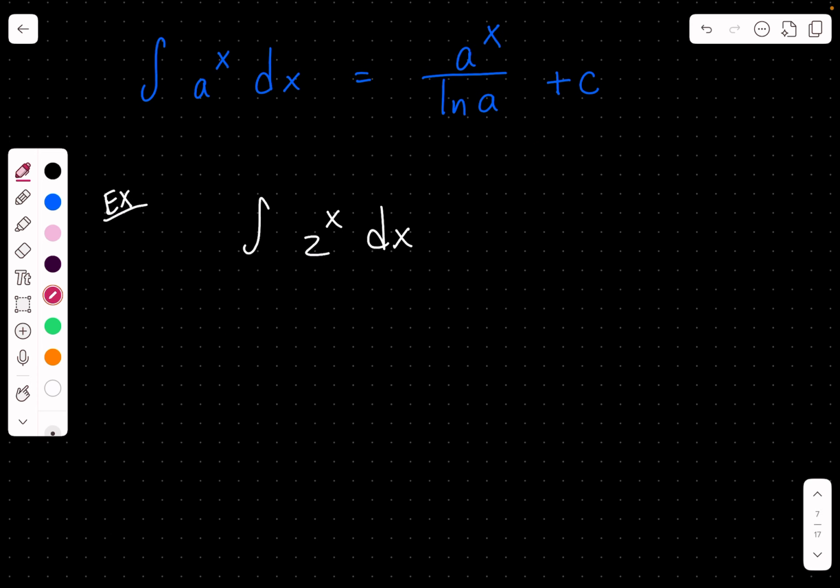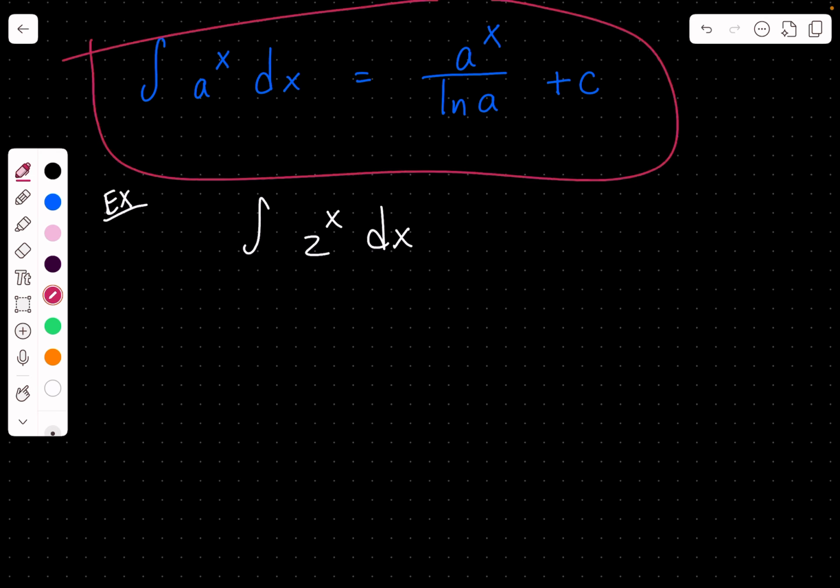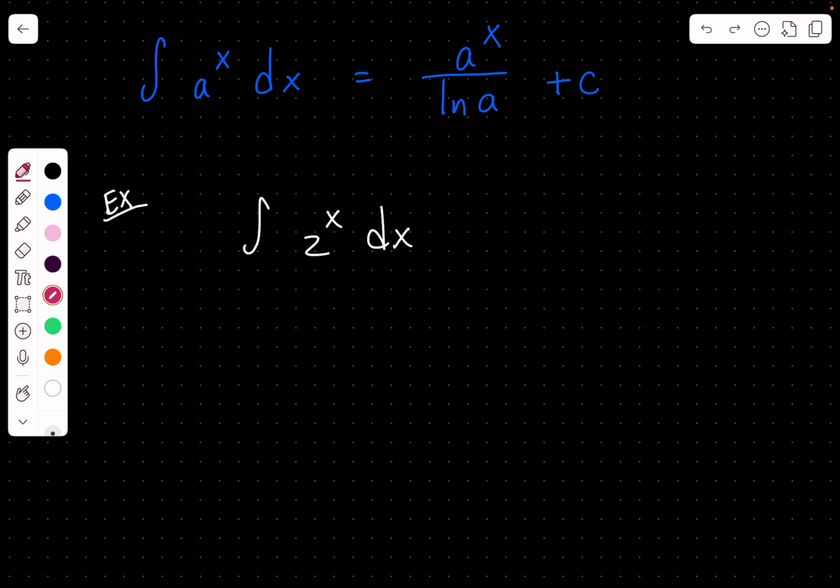This one I honestly did not really know what to call, but it's involving natural log, so we got to throw that in there. This is our rule, I guess, if that's what you want to call it. It's going to tell us how to find the antiderivative of the given integral every single time. Following this rule, we must do a to the x, which is 2 to the x, over the natural log of a. The natural log of a is natural log of 2 in this case, plus c. So that is our answer.